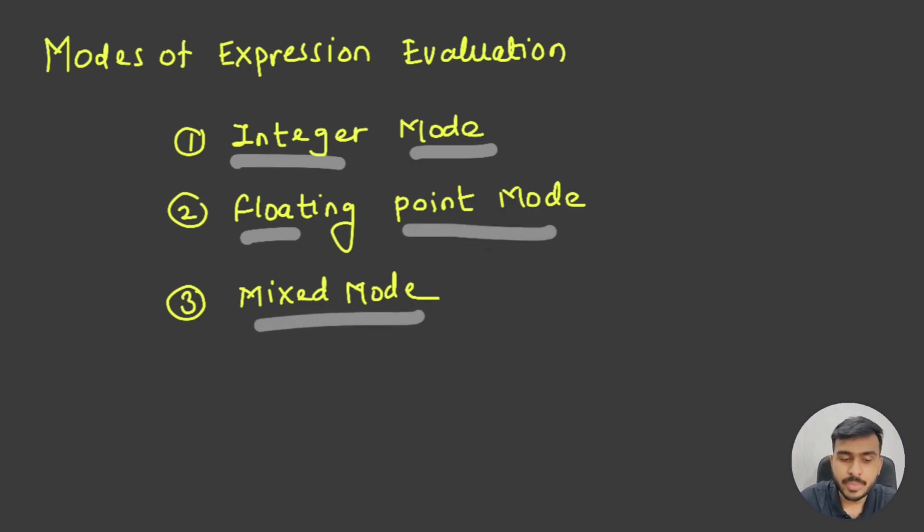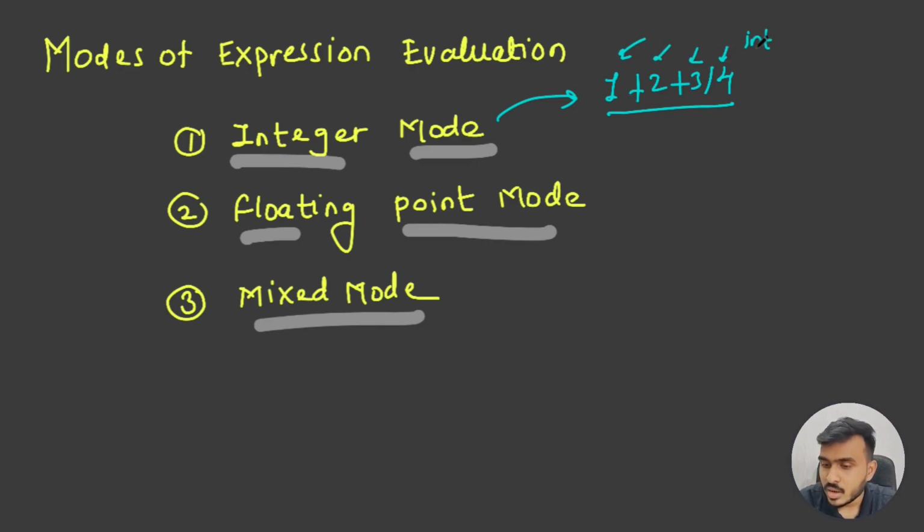Now let me give you some examples by which you will get an idea about what an integer mode is, what a floating mode is, and what a mixed mode is. For example, let's say you have an expression like this: 1 plus 2 plus 3 divided by 4. If you observe, all the operands in this expression are integers. All of them are ints. That's why this kind of expression will be executed in the integer mode. Whenever all the operands of an expression are integers, the expression will execute in integer mode.